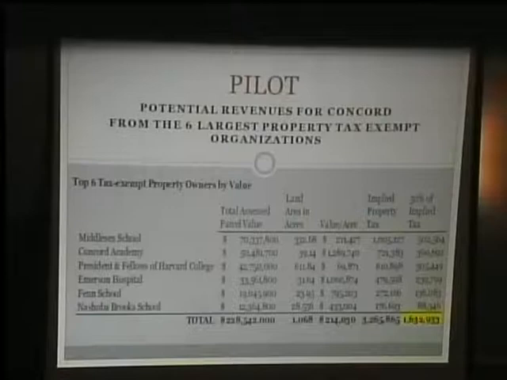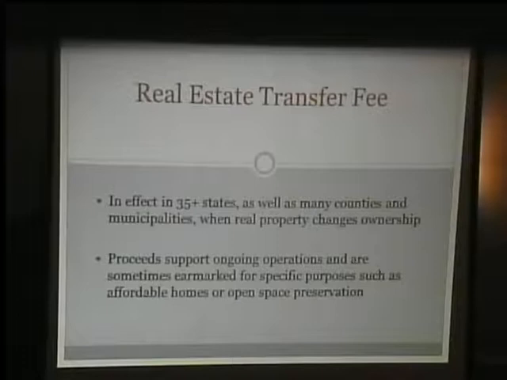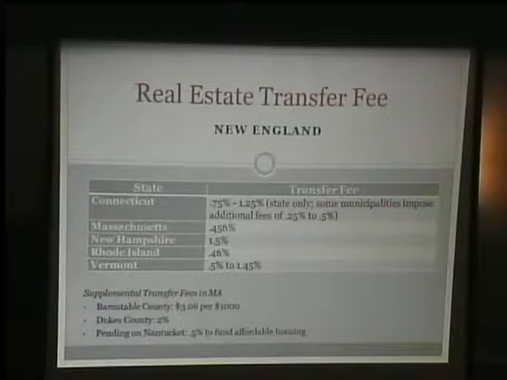The next thing is the real estate transfer fee. And this is something that's in place in 35 states, and this is something that would come into play when a property changes ownership. So one of the things that is interesting, when you look at Massachusetts in relation to our abutting states, Massachusetts' transfer fee is 0.456%. And as you can see, it's the lowest of our neighbors. I don't know about Maine. Maine's not up there, so I can't speak to Maine.